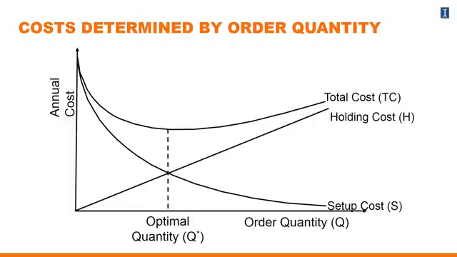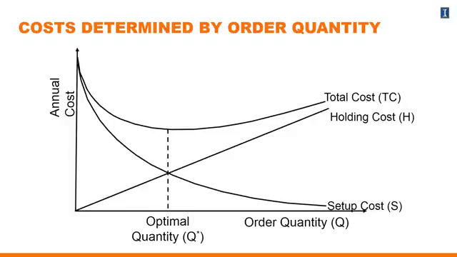At the same time, the costs of ordering or setup costs go down, and that's the curve that's going down from left to right, showing that the setup cost is going to be less if you order more at a time, simply because you have fewer orders. And the total cost curve, which is a combination of the holding cost and the setup cost, gives you the total cost based on adding up both of these costs.